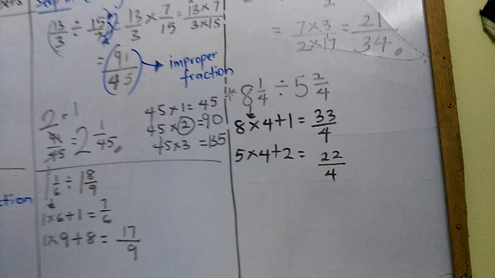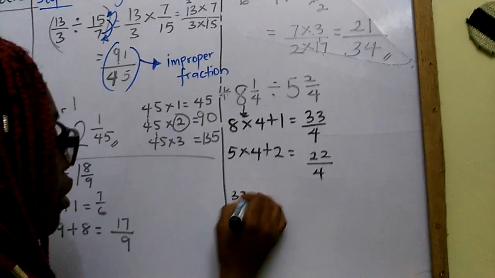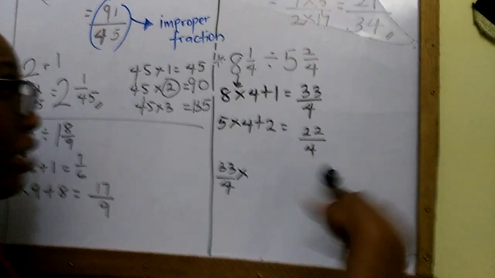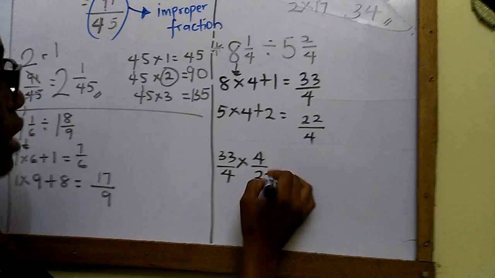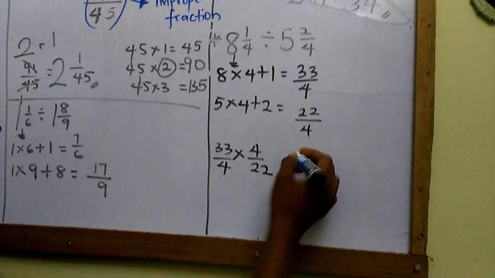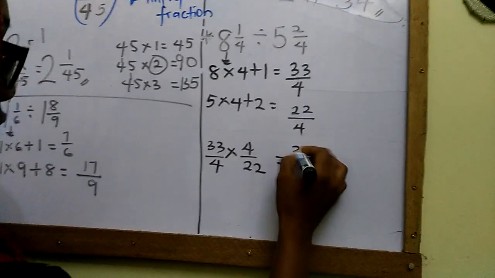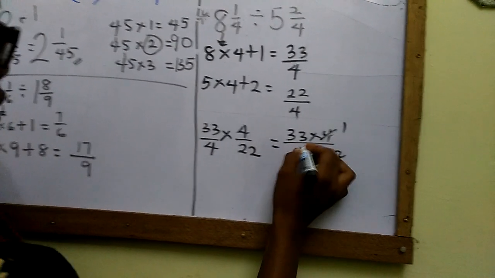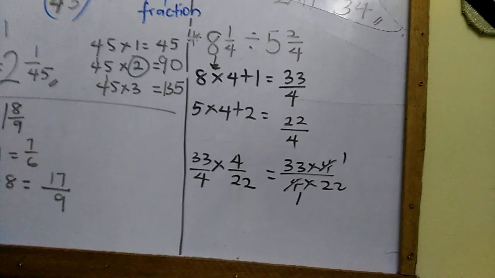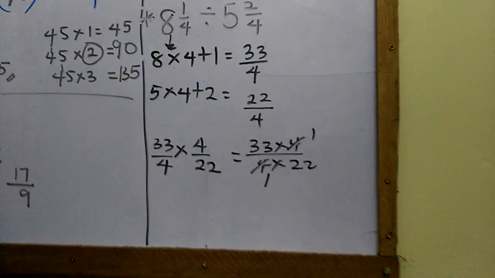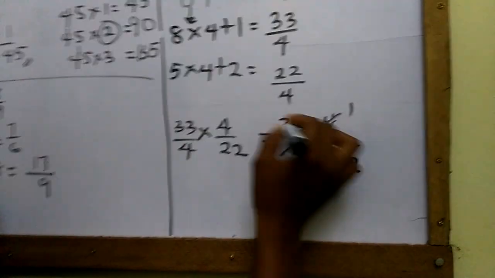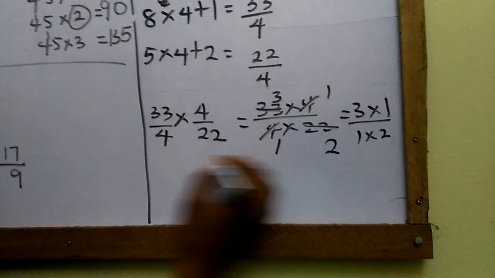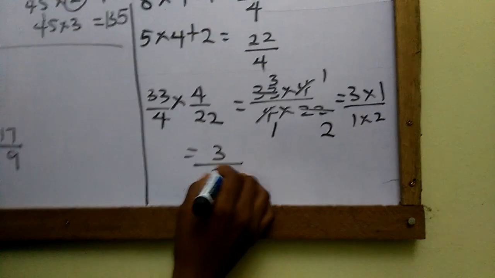Now, change the divide to times. That's our step 2. So you have 33 over 4 times, and don't forget, when you change the divide to times, the fraction on your right reverses. So 4 goes up, 22 comes down. Going further, we have 33 times 4 over 4 times 22. 4 into 4 is 1, 4 into 4 is 1. I know a factor that can go into 33 and 22, and that factor is 11. 11 into 33 is 3, 11 into 22 is 2. So here I have 3 times 1 over 1 times 2. 3 times 1 is 3, 1 times 2 is 2.